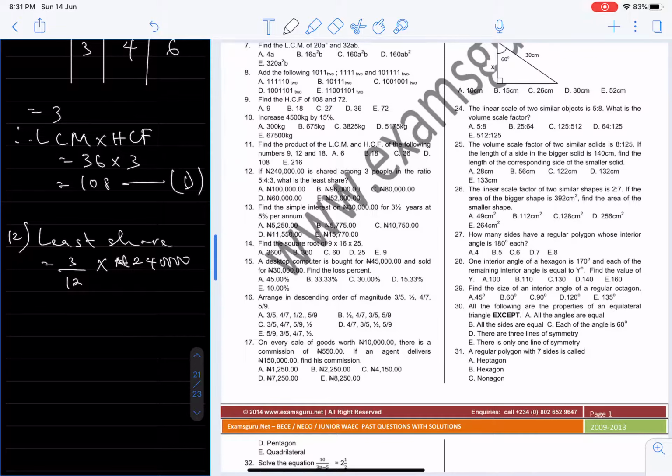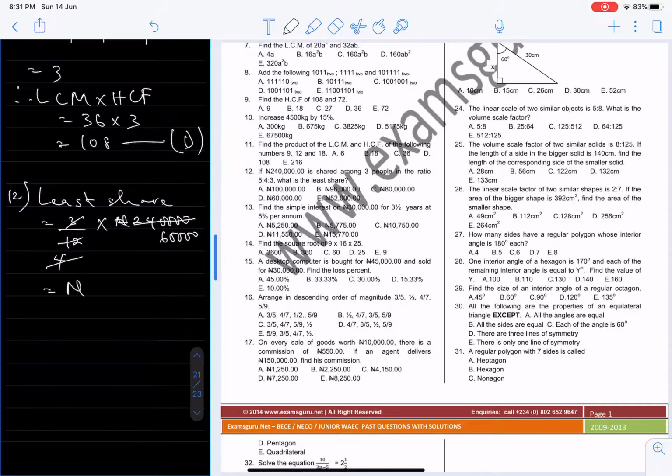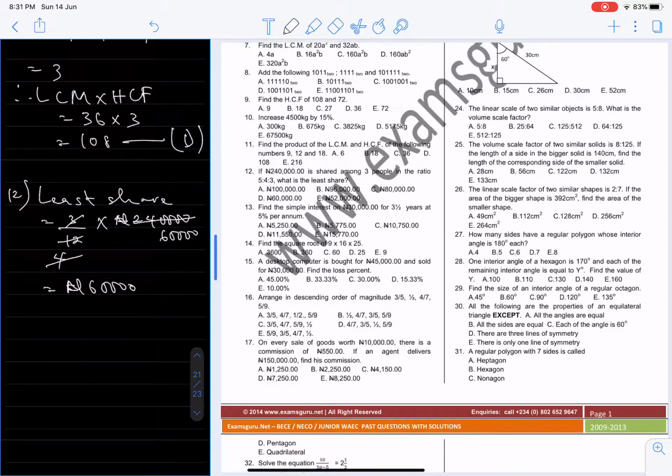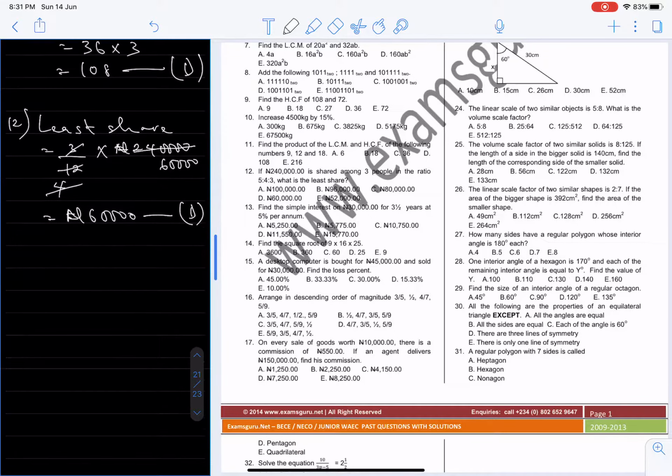240,000 naira. And then we go 3 into 3, 1, 3 into 12, 4, 4 into 1. 4 into 240,000 is, of course, 2 into 24 is 6, 4 into 24 is 6, and then we have 0, 0, 0, 0. So that's 60,000 naira. This share is 60,000 naira, and the correct option is D. I hope I'm choosing my options correctly. Yeah, that's correct. The next is number 13.